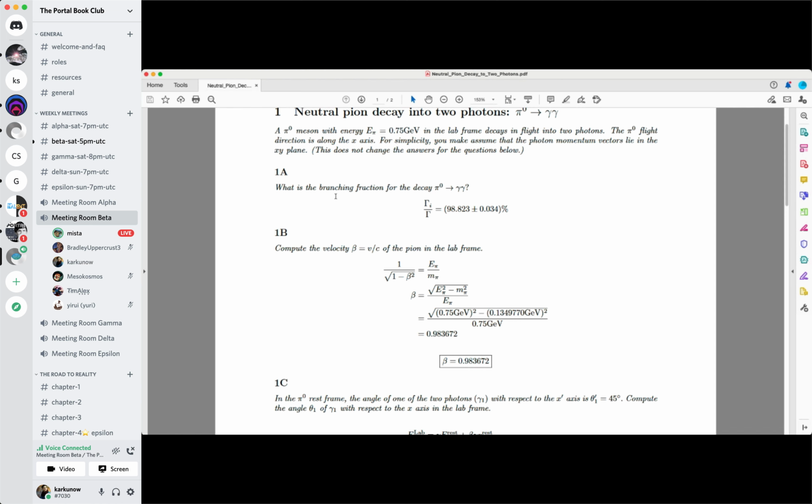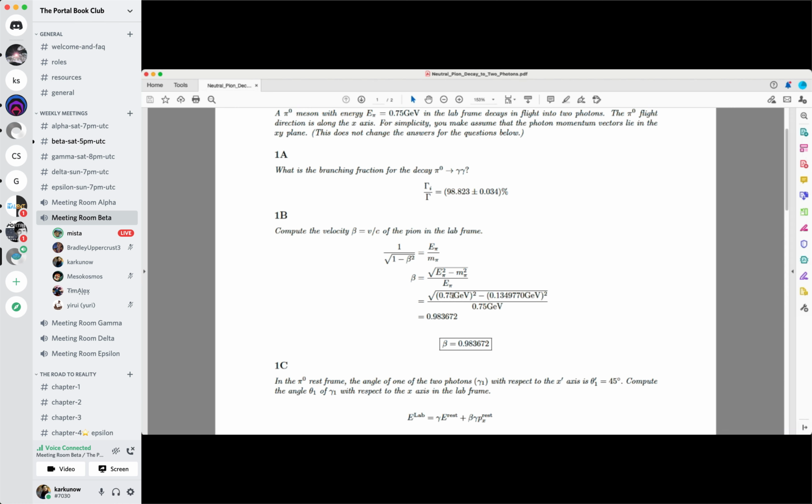I mean, the reason is because we're talking about the lab frame. In its rest frame, it's just going to have the mass of the pion. So we wouldn't be able to find gamma in the pion rest frame. We could find it in the lab frame. But yeah, so this thing's moving pretty fast, about 98% the speed of light.